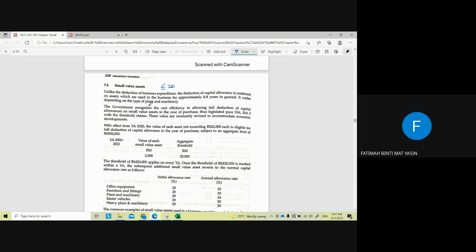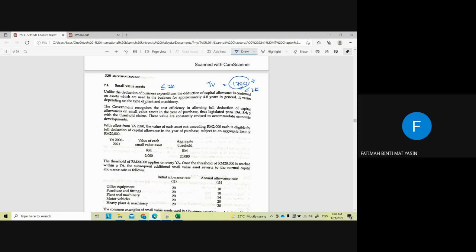For this asset, if the company acquires an asset and the value is less than or equal to 2,000 ringgit, then the company can claim 100% capital allowance when it acquires the asset. I give a simple example: the company acquires a television. Let's say the value of the television is 1,700. The value is less than 2,000, so this TV is considered a small value asset.